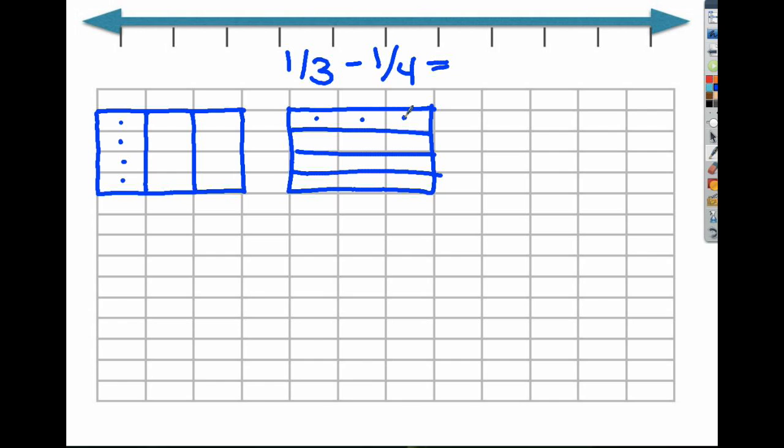But now the question is, how do we subtract this from that? How do you think we're going to subtract it? You're going to take 1 dot out of the box and subtract it out of the other box. Okay. Out of the first box.